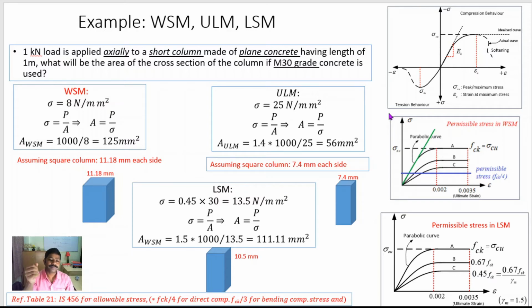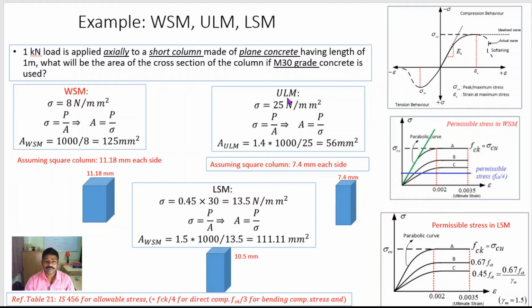Basically we increase the load, whatever load is coming, by multiplying with some factor of safety so that our structure will be safe. Here we are assuming 1.4. So the total load is 1.4 into 1000. Now as per our ultimate load method, you will find the area coming 56 millimeter square. If you take the square root of it, it is coming 7.4 mm size.